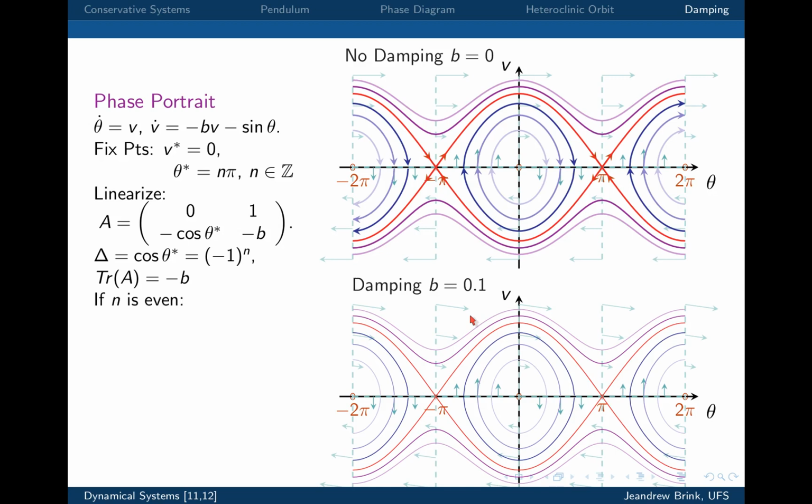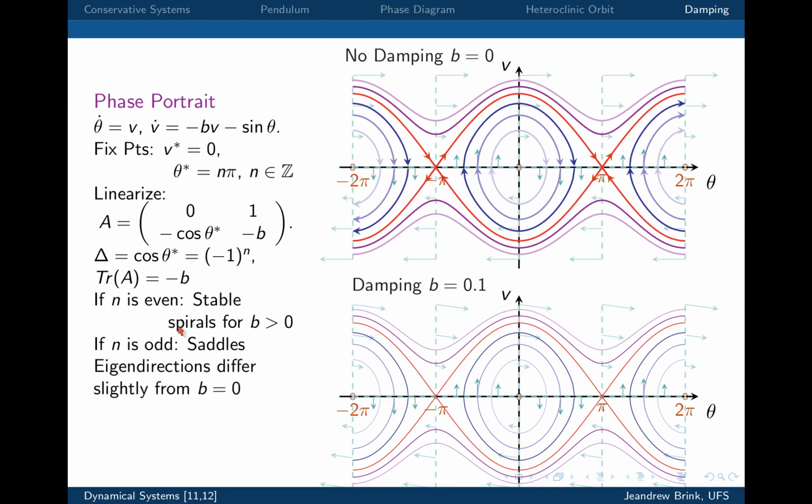Okay, so I just want to go on a little bit with my linear analysis to prove to you that we have spirals. If n is even, you have stable spirals because the determinant is positive and b is greater than 0. If n is odd, you have saddles because the determinant is negative.